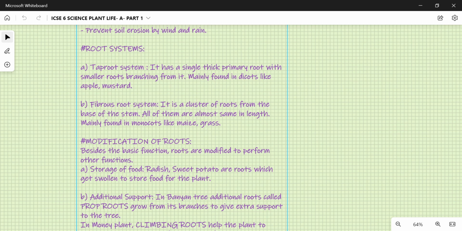The second root system is a fibrous root system. It is a cluster of roots from the base of the stem. All of these roots may be almost of the same length, mainly found in monocots like maize and grass.